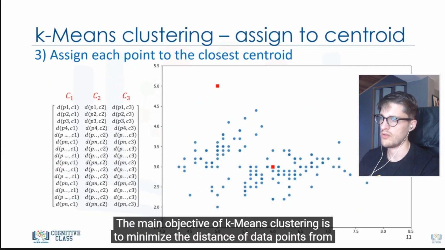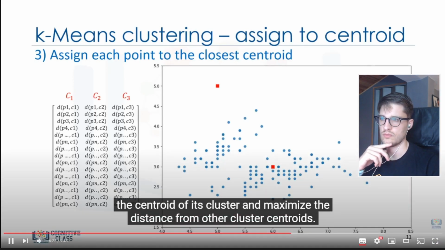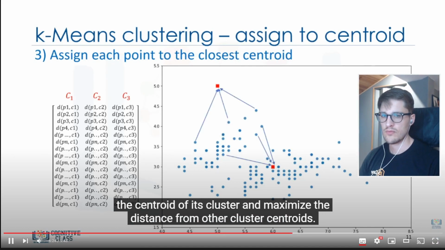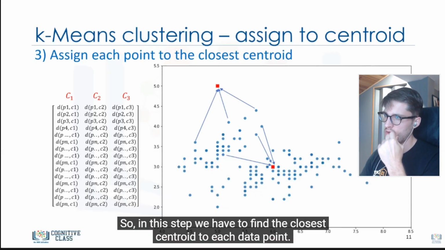The main objective of k-means clustering is to minimize the distance of data points from the centroid of its cluster and maximize the distance from other cluster centroids. So, in this step, we have to find the closest centroid to each data point. We can use the distance matrix to find the nearest centroid to data points.